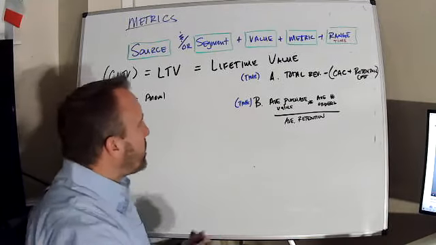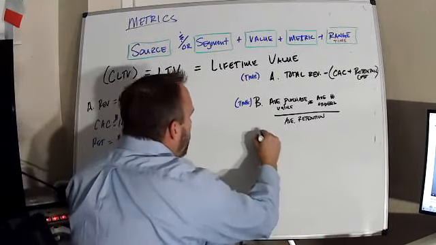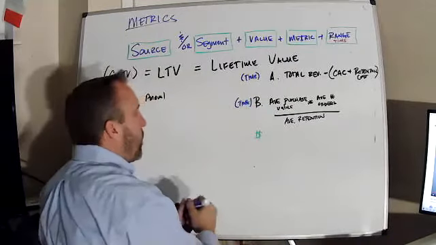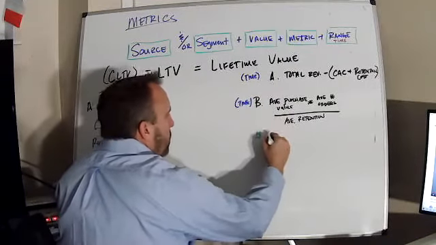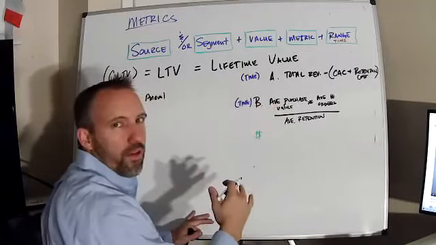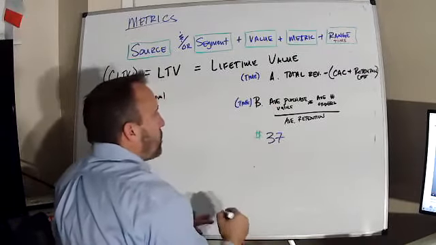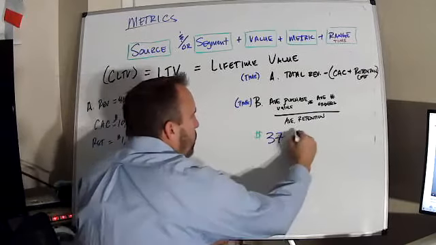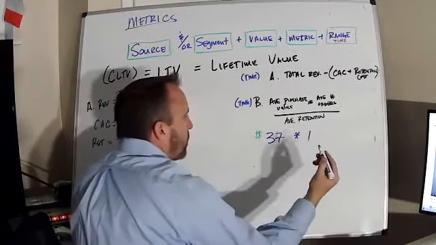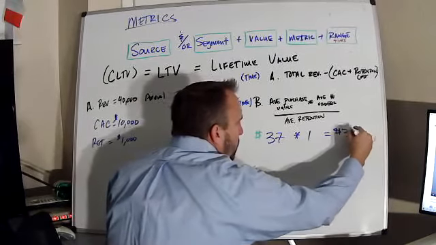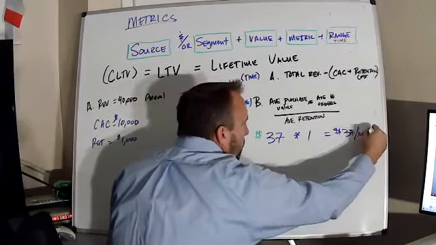So if we take some numbers here, our average purchase value, because we had different levels of products, which is fine, was $37 a month. And of course, that's one time a month, meaning they're worth $37 a month to us, okay?